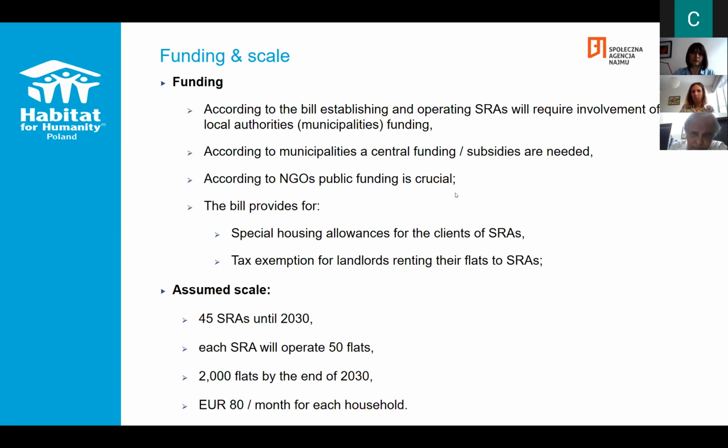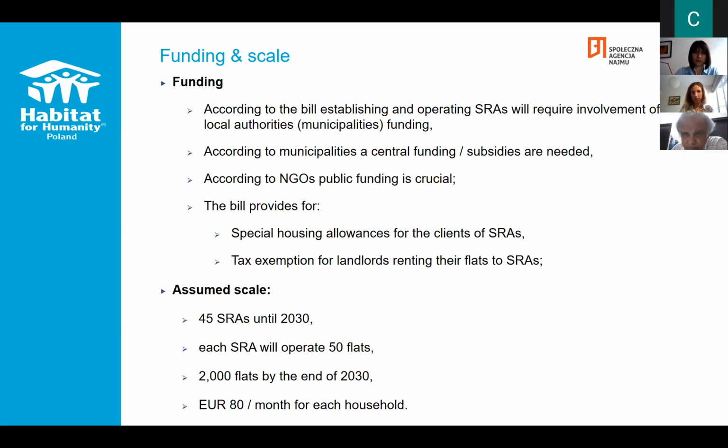And it is also introduced as one of the solutions for the changing situation due to the COVID-19 pandemic. The bill on social rental agencies went under public consultations. Standpoints of non-governmental organizations and municipalities were taken into account. And another draft was published in September, and we are waiting for the final project and the act to be directed to the parliament and introduced as a law in Poland.